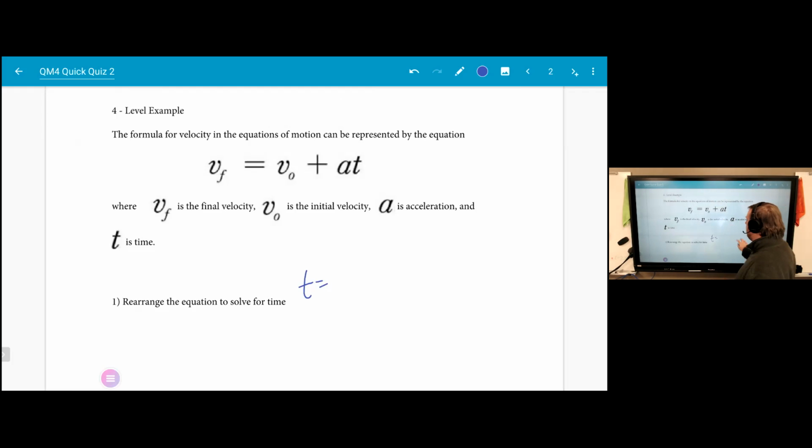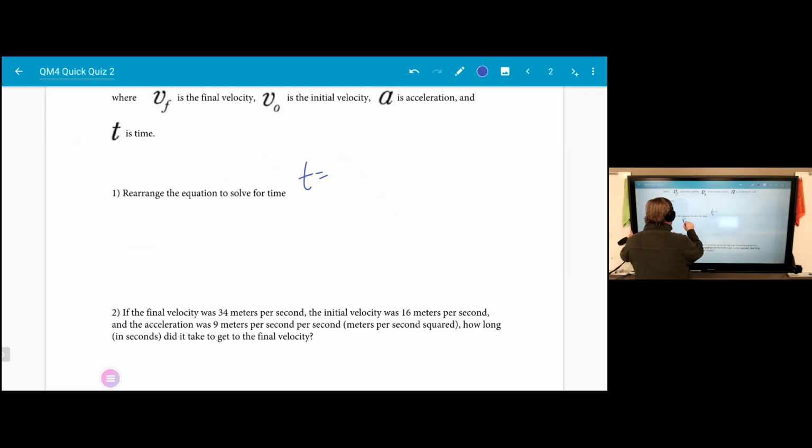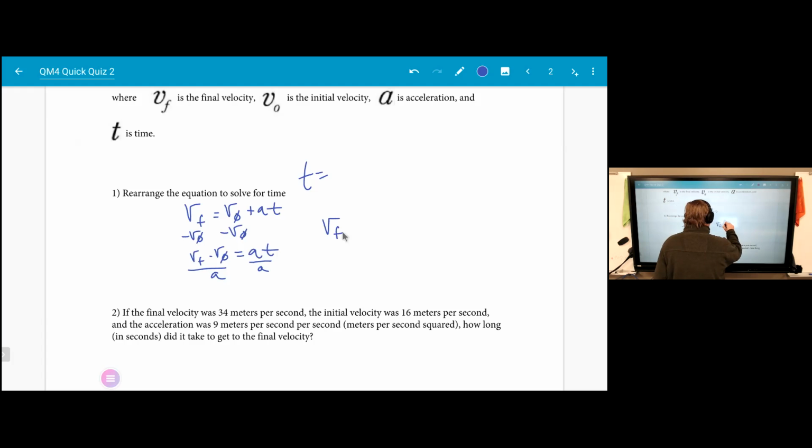So we need to take this v sub f equals v sub 0 plus at, and just rearrange it so it's t equals. Well, first I'm going to subtract v sub 0 from both sides. v sub f minus v sub 0 equals at. Divide both sides by a. And now I have isolated t by saying v sub f minus v sub 0 divided by a equals t.